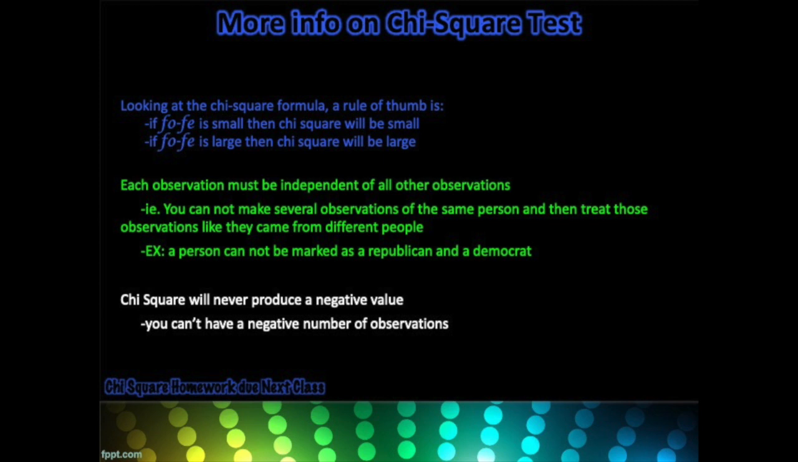A chi-square will never produce a negative value because you can't have a negative number of observations. So if you calculate your chi-square and you get a negative number, then you know that you need to go back and check your work because something went wrong.